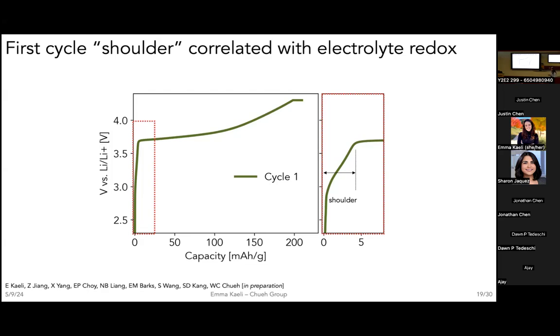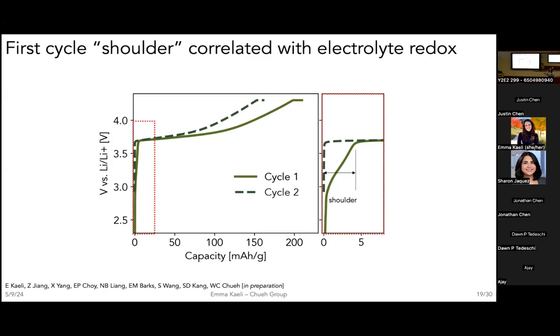Additionally, what we see on second charge is no shoulder. This is because we do not reduce the solid electrolyte back to its original form, so we cannot oxidize it on the second cycle. We haven't discharged the solid electrolyte, so we can't recharge it on the second cycle. So we lose this electrochemical signature associated with solid electrolyte oxidation.